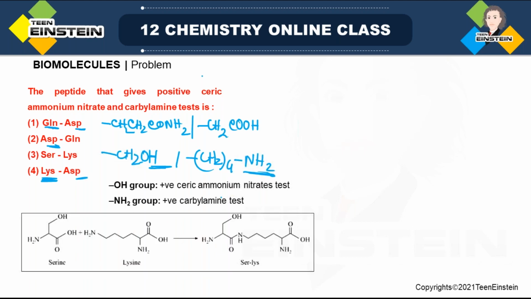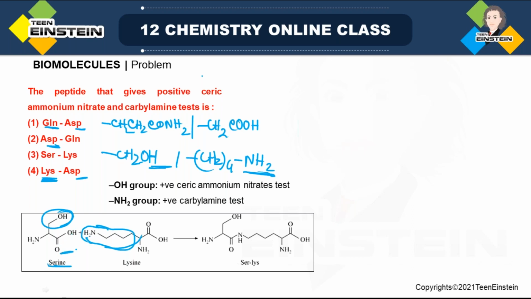So the OH group is giving a positive ceric ammonium nitrate test. The NH2 group, that is the 1 degree amine, is giving a positive carbylamine test. Okay. So that is the reason. Here, this is the molecule serine, this is the side chain, and lysine, this is the side chain, 4 CH2 and then NH2.